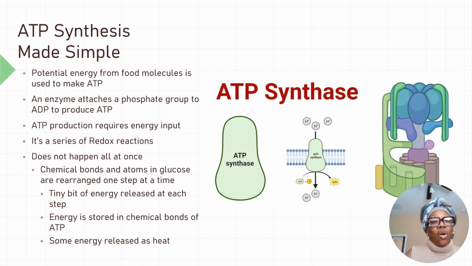It does not happen all at once. It's a series of reactions. Chemical bonds and atoms in glucose are rearranged one step at a time. A tiny bit of energy is released at each step of the process. Energy is stored again in the chemical bonds of ATP, and some of this energy is released as heat.